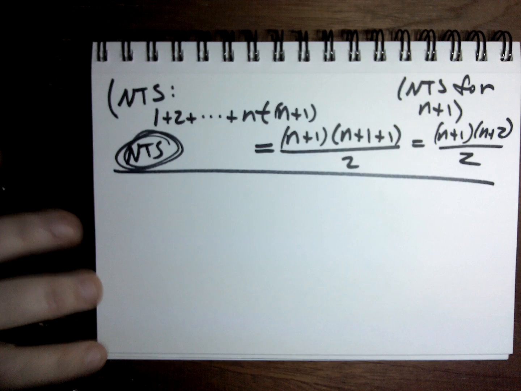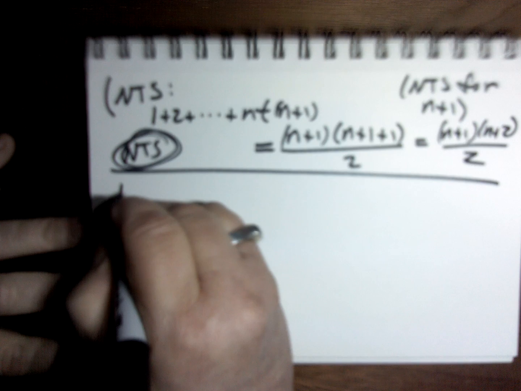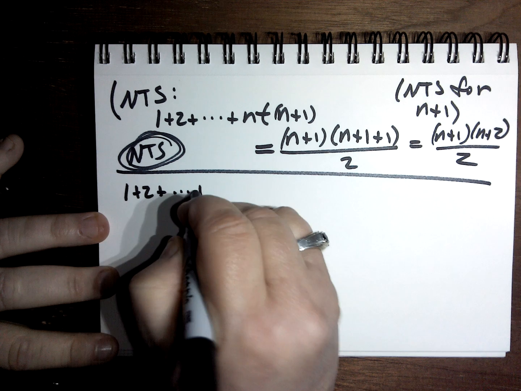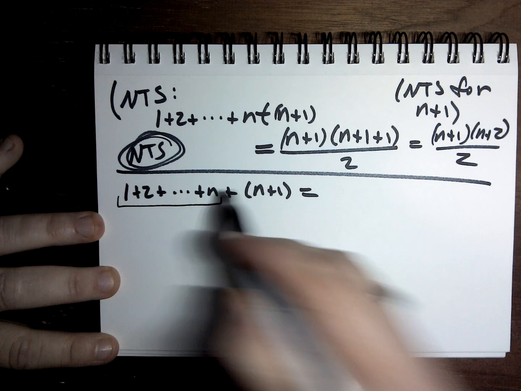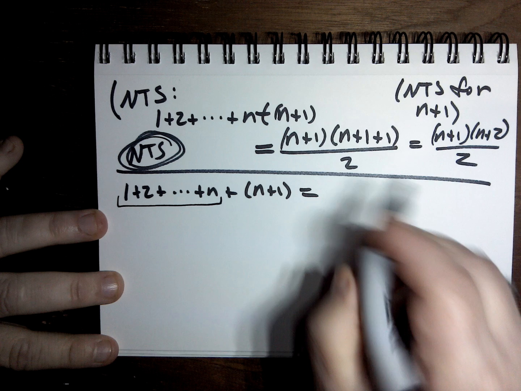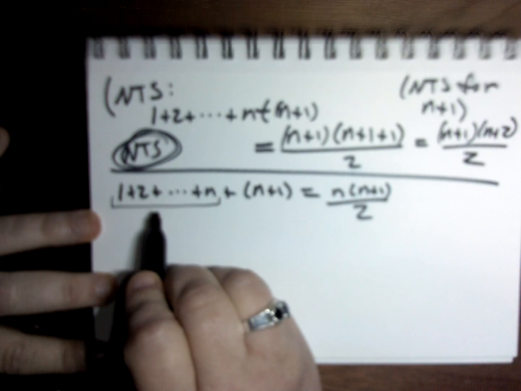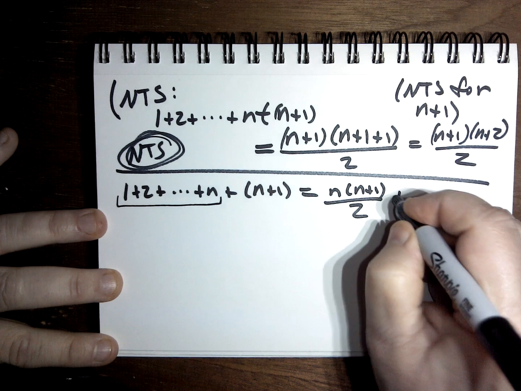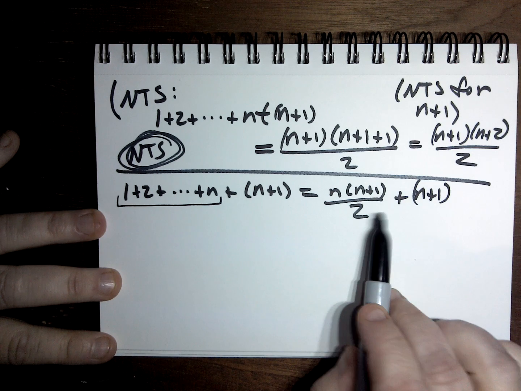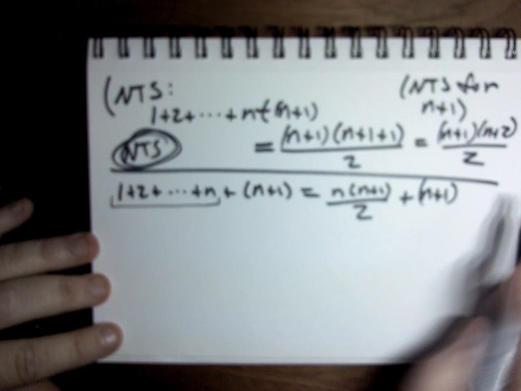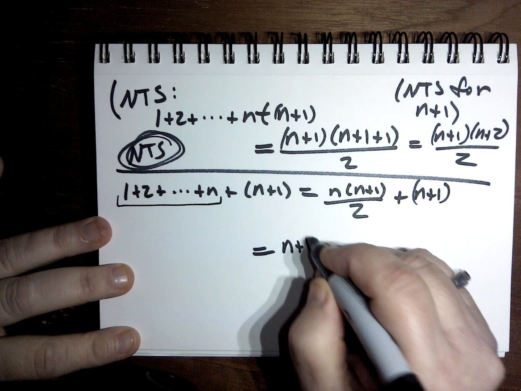Okay, so we're going to start on the left side because this is how I like to do it. 1 plus 2 plus 3, I can say 1 plus 2 plus ... plus n plus 1 is equal to, well, I know that 1 plus 2 plus ... plus n is equal to n times n plus 1 over 2. So I'm going to substitute that for the formula. And then I still have this n plus 1 over here. Now I need to figure out how to algebraically manipulate that so it looks like that. So let's see what I'm going to do. I'm going to factor out an n plus 1 from both terms.